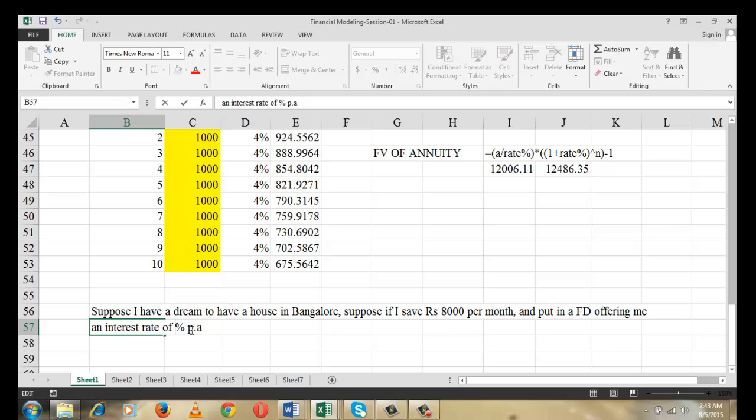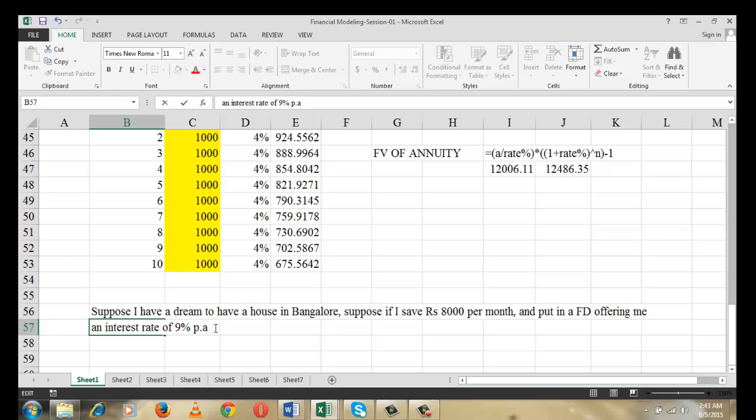FD is there, so 9% interest. And my dream is to get a house in Bangalore. So what way can I get it? Suppose I want to have a dream house in Bangalore, and I'm thinking to save 8,000 rupees per month and put in FD which offers me 9% interest per annum.